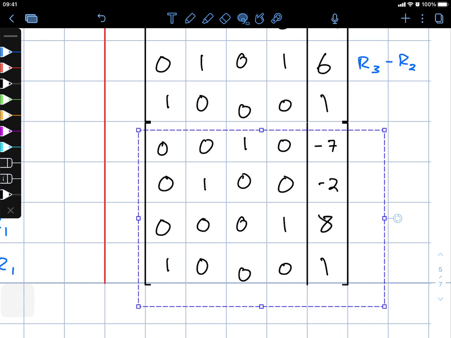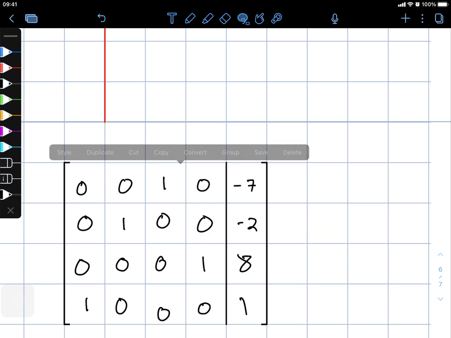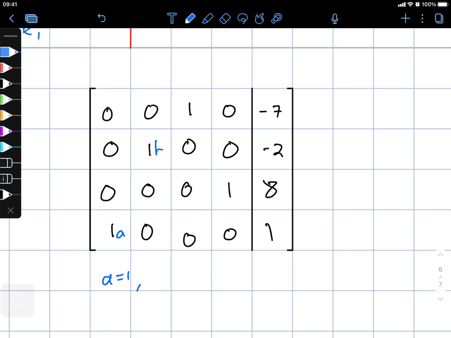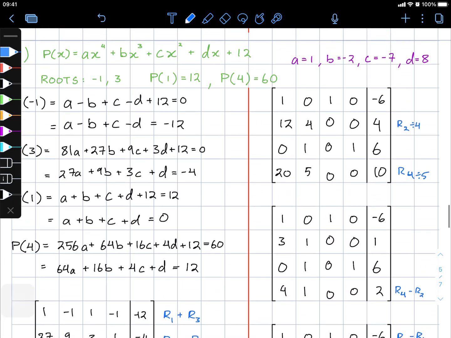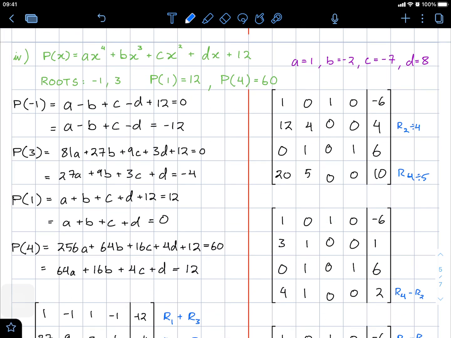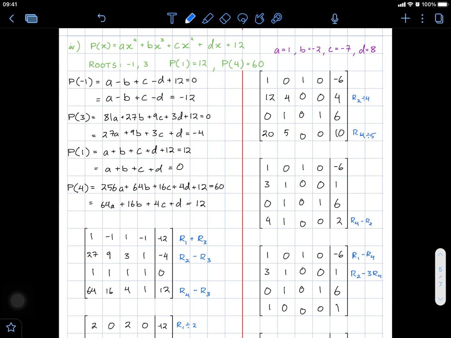And then from here, we can see the different solutions that we're looking for. A is 1. B is -2. C is -7. And D is 8. And those are the solutions we were indeed initially looking for here. So I hope you found that challenging, and I hope that gave you an insight into using the values of roots and coefficients to solve for missing coefficients and pronumerals.